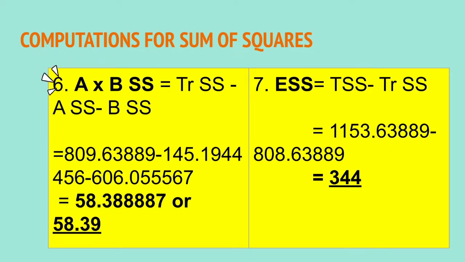So in number 6, the formula is A times B SS is equal to TRSS minus ASS minus BSS, equal to 809.63889 minus 145.194456 minus 606.055567, then equal to 58.388887, or 58.39.